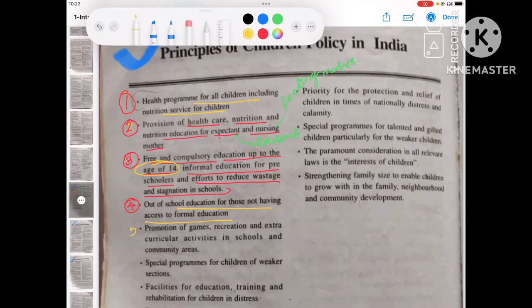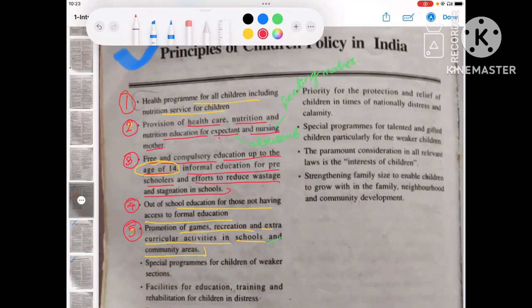And the fifth principle is the promotion of games, recreation, and extracurricular activities in schools and community areas. If there are no recreational programs like games or whatever, what will happen? The students won't have the interest, so they won't come. So they will provide games, recreation and extracurricular activities in the school, and that will help to attract the children to come and study.